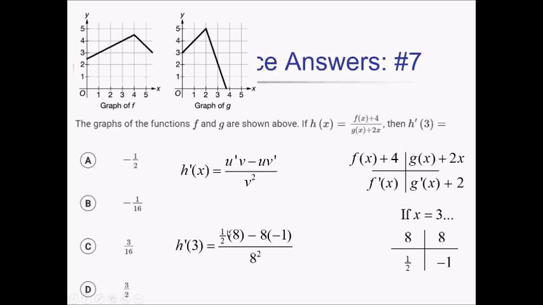Simplifying this a bit, this is really 4 plus 8, which is 12. And then 8 squared is 64. So I can reduce that by 4 to be 3 over 16, giving me answer choice C.